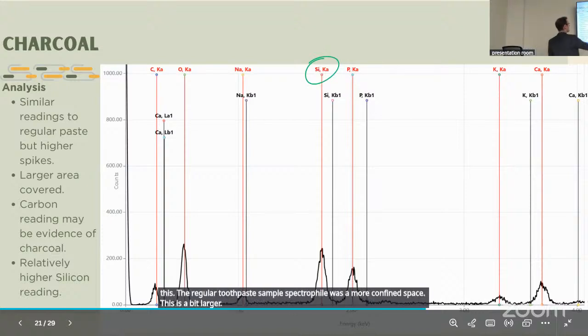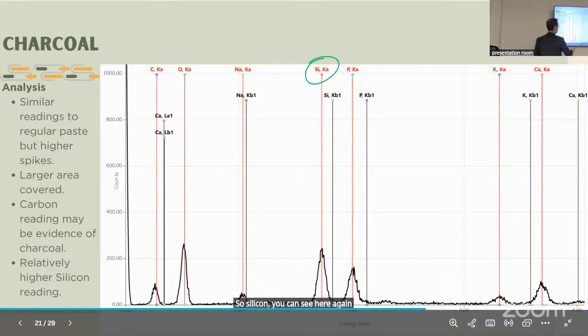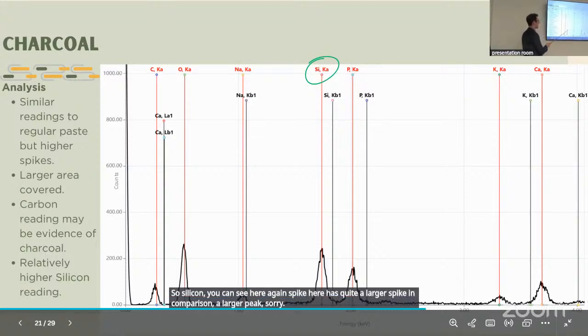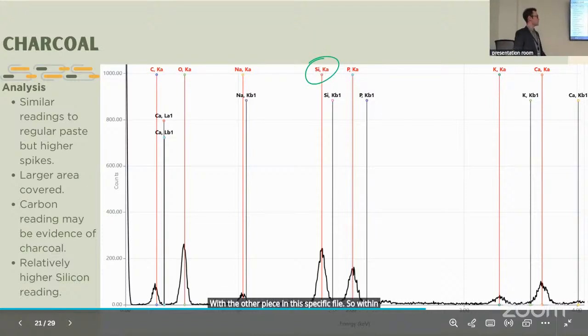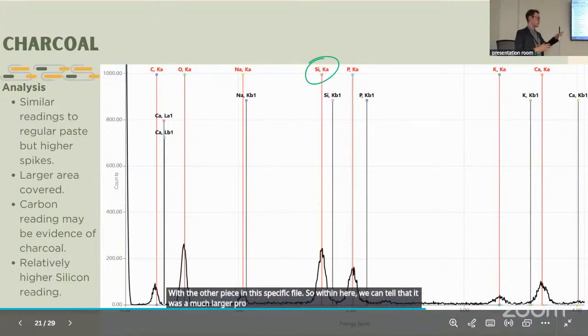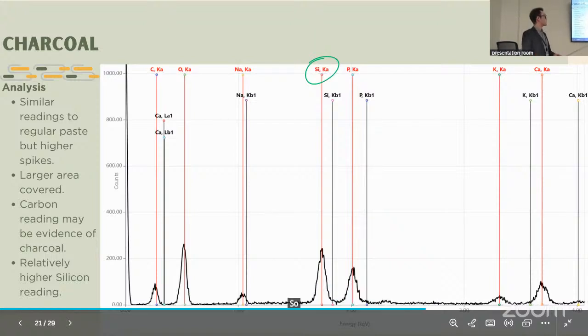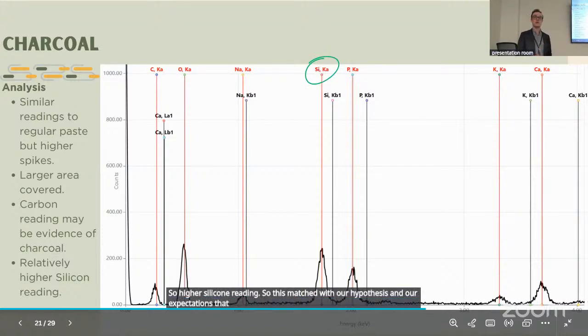So silicon, you can see here again, the spike here has quite a larger peak in comparison with the other peaks in this specific file. So within here, we can tell that it was a much larger proportion of the entire makeup when compared to the other elements that were detected. So higher silicon reading. This matched with our hypothesis and our expectations that we've discussed a little bit before, that the charcoal toothpaste would have a higher silicon reading and therefore a higher level of adhesion. And this matches with the RDA information that we've compared as well.